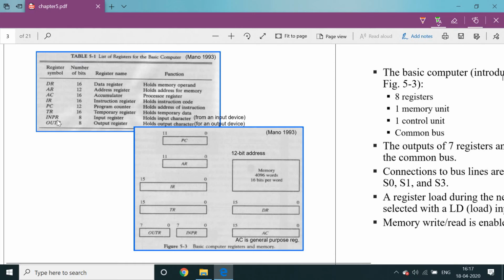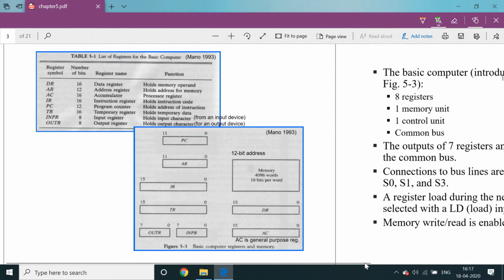So input register is nothing but a register that always holds the input character. That character is transferred from the input devices. Output register is a register which holds the output character. That character is sent from the CPU or memory to the output register.